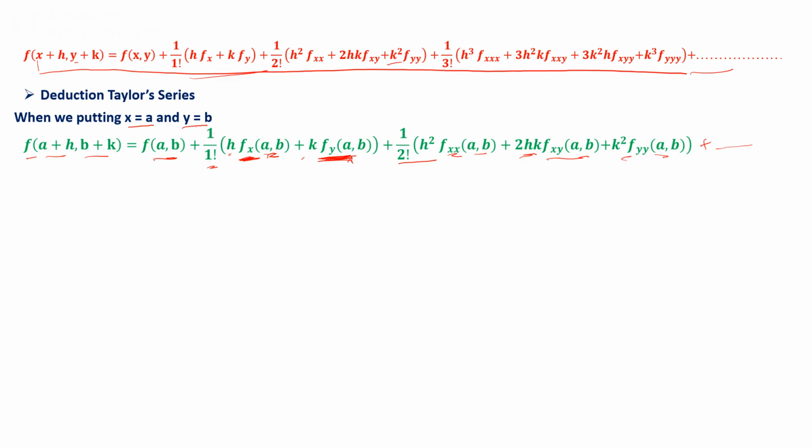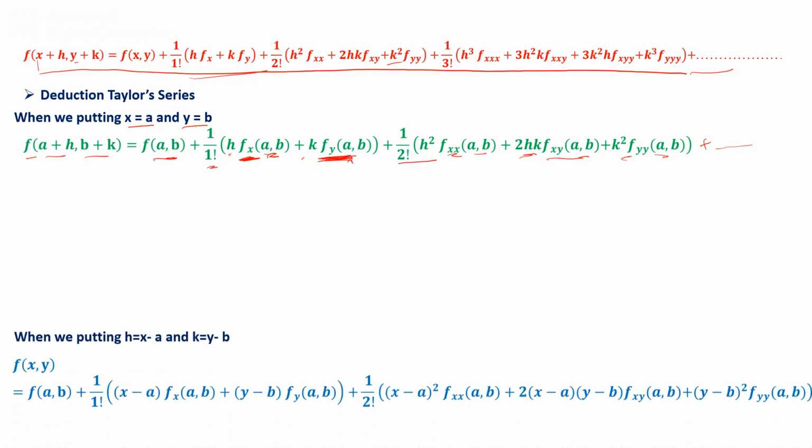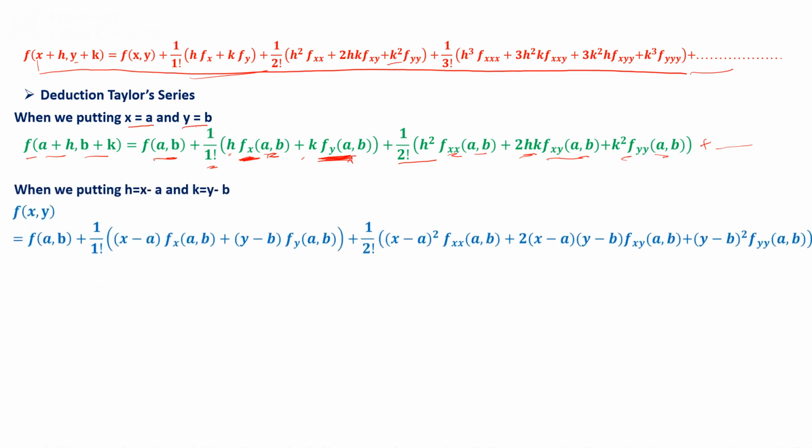So in that way, this is the first deduction of the Taylor series. Now second, if you put h replaced with x minus a and k replaced with y minus b, so what we get? We get f(x, y) is equal to f(a, b) plus 1 upon factorial 1 [h replaced with x minus a and k replaced with y minus b], and similar for the second term and similar for the higher terms.